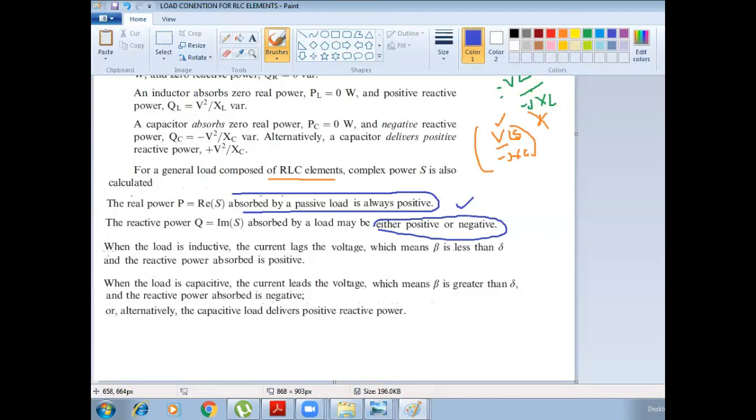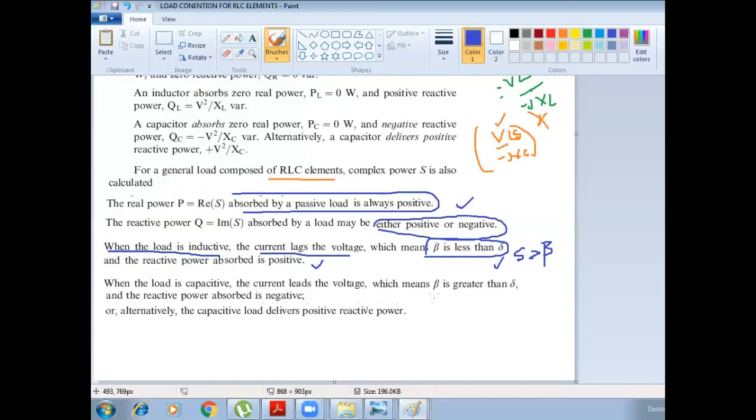When the load is inductive, then the current lags the voltage, which means that beta is less than delta. So here we have VI at an angle delta minus beta. In that, beta is less than delta, so we can say that delta is greater than beta. Then at this condition, the reactive power absorbed is positive.